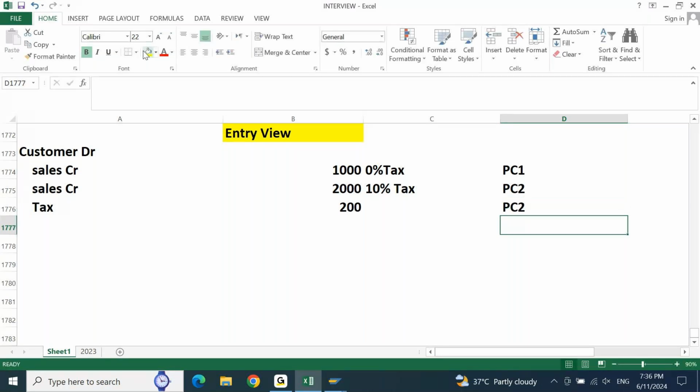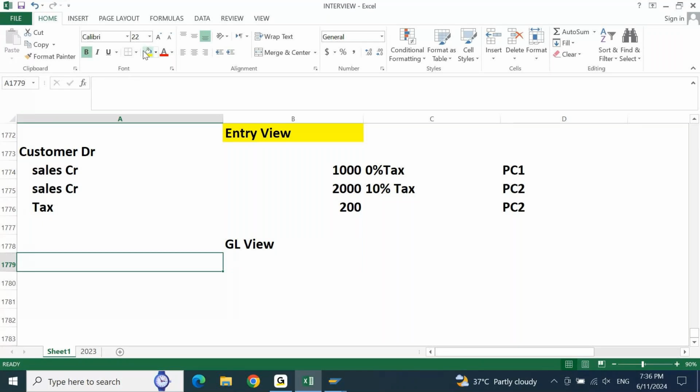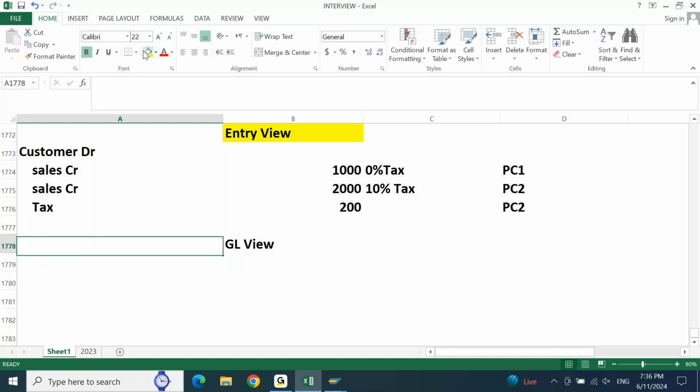PC2. When my GL view comes, what is the accounting entry for GL view? Customer account debit 3000. No, here what is the total amount? Same as what is above. 3200.